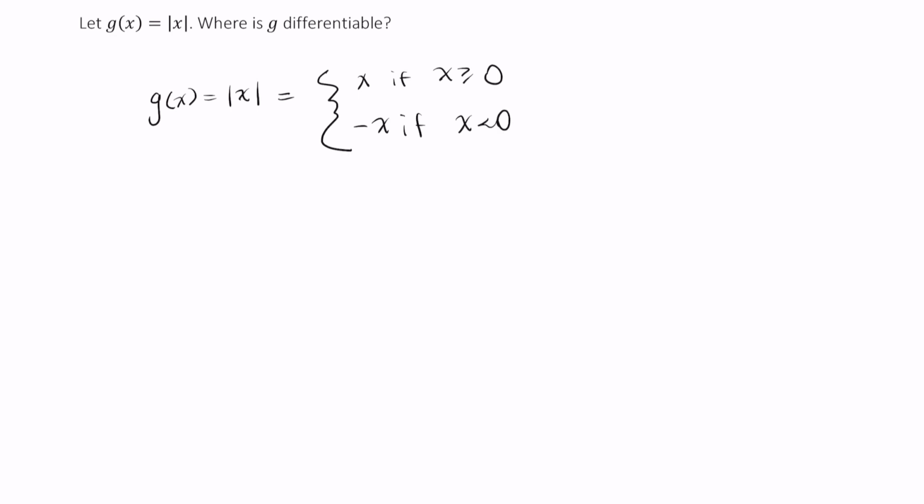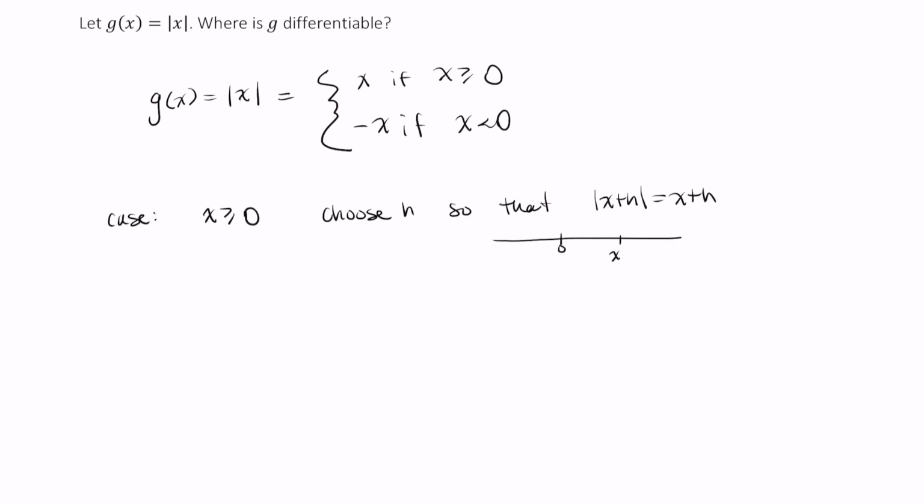All right, let's look at the case where x is greater than or equal to 0. And we're going to choose h so that the absolute value of x plus h is just x plus h. So looking at this on a number line, if this is 0 and I know that x is larger than 0, we're taking our h to be small enough so that x plus h is still larger than 0.